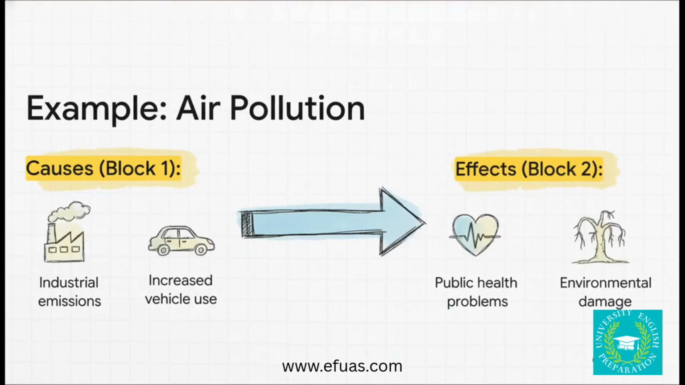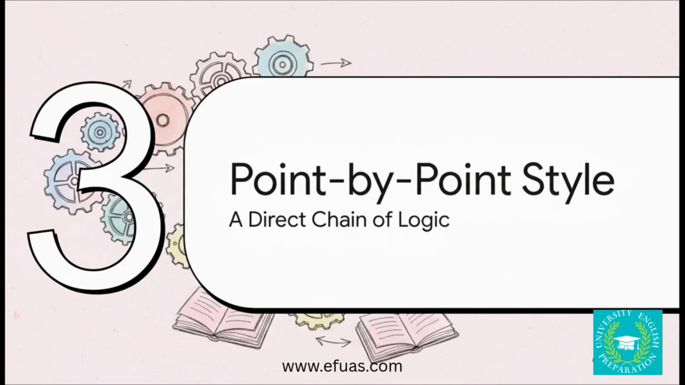Let's make this real with an example. Say, air pollution. Using the block structure, your first section, your first block, would cover all the causes, things like industrial emissions and just way more cars on the road. Then, in the second block, you'd cover all the effects, like public health problems and damage to the environment. All the causes are grouped, and all the effects are grouped. Simple.